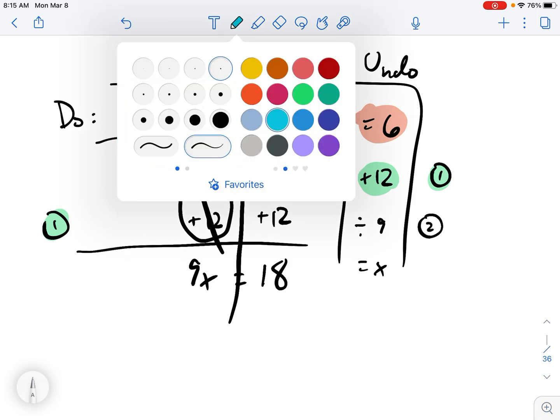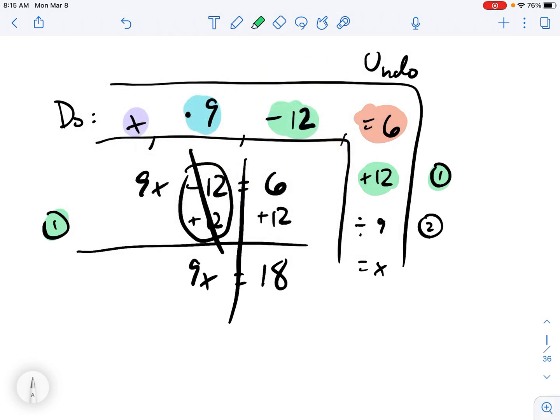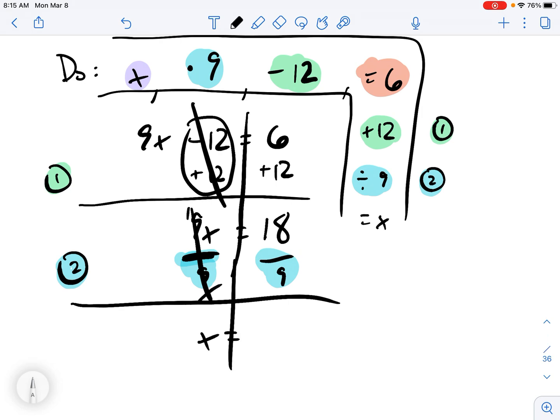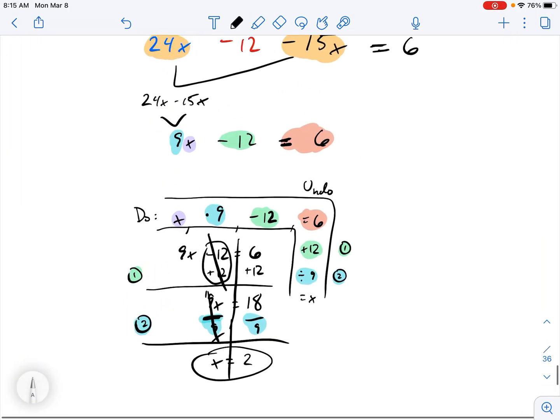Oops, wrong thing. Sorry. Divide by 9. It's our second step. So we're going to divide by 9 on both sides. Remember, what you do on one side, you have to do on the other side. 9 divided by 9 is 1, so that cancels out. So you're left with x equals 18 divided by 9 is 2. So that's our answer. X equals 2.